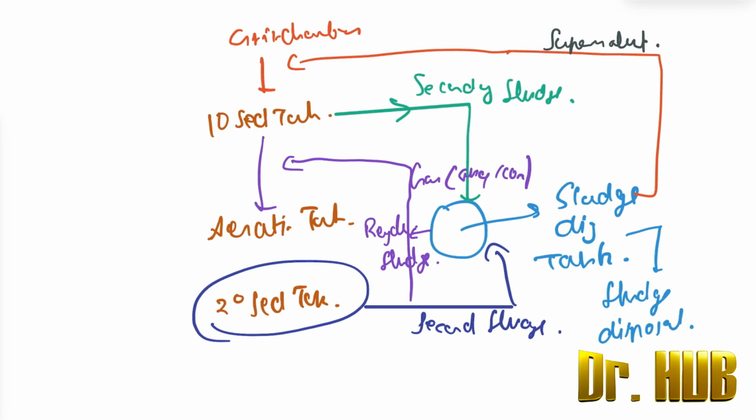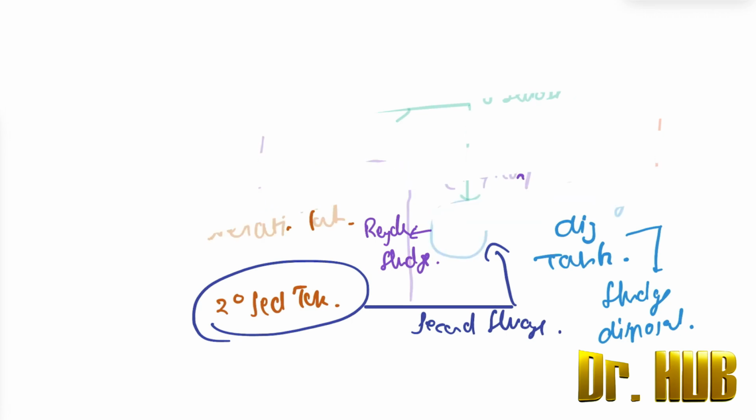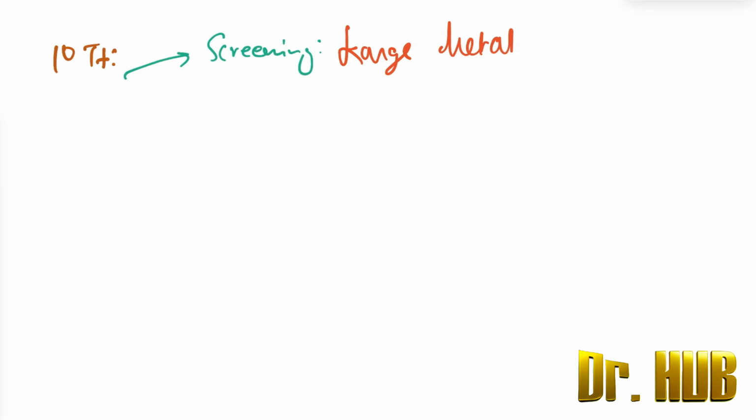Now let's look in detail. First was the primary treatment. So what do we have in primary treatment? There is screening. In terms of screening, there is a large metal screen, and it is used to intercept the large floating objects.